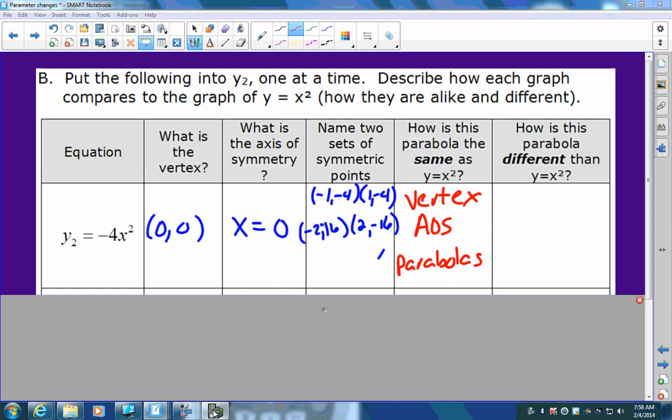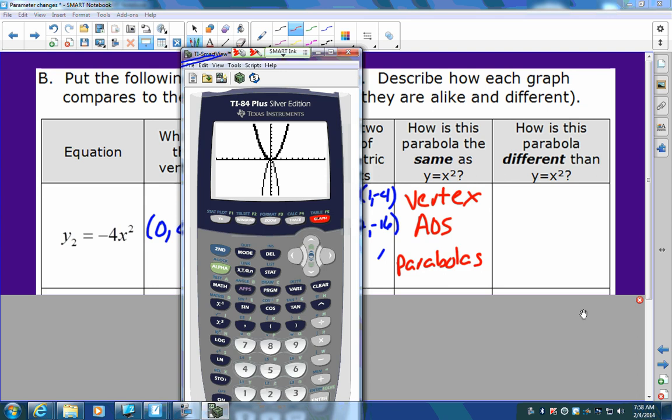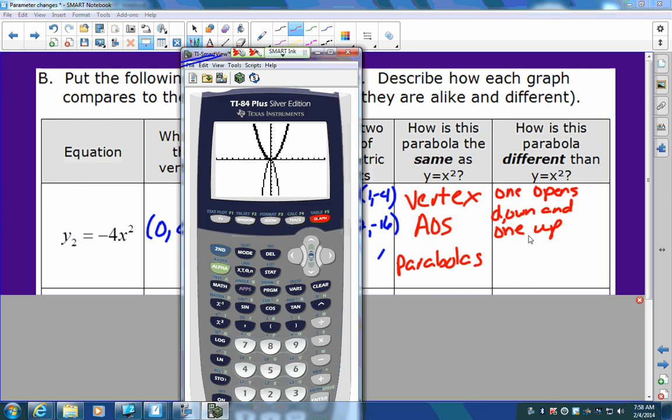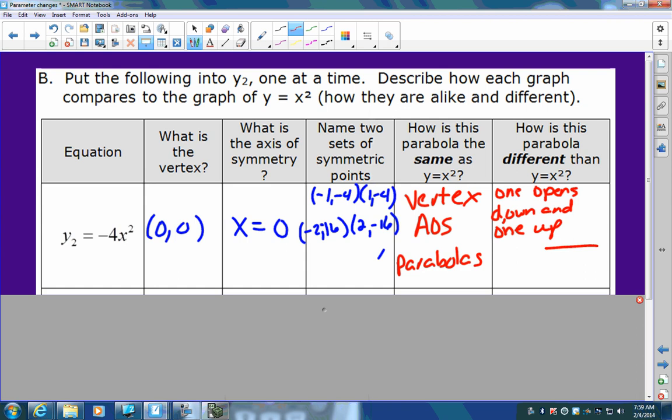How are they different? One is opening downward as one's opening upward, right? So one opens down and one up. What else? Is this the same width? No, this new one is skinnier. It's narrower. It's called a vertical stretch. Think about a marshmallow. If I pulled it and stretched it out, it would make it skinnier, right? So right here, let's just say what's different is the width.